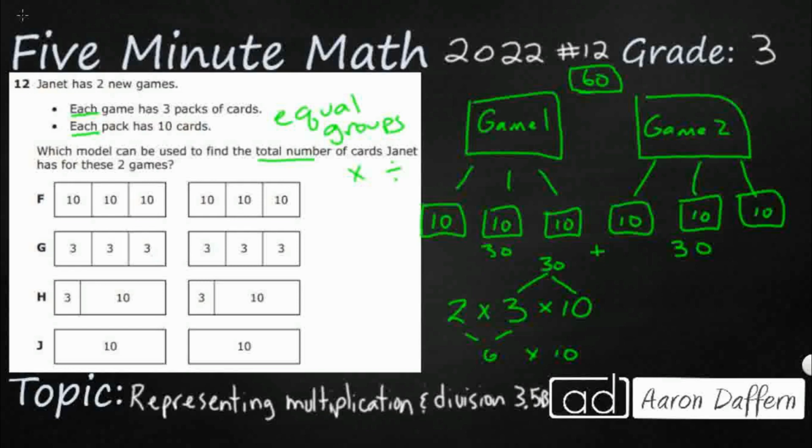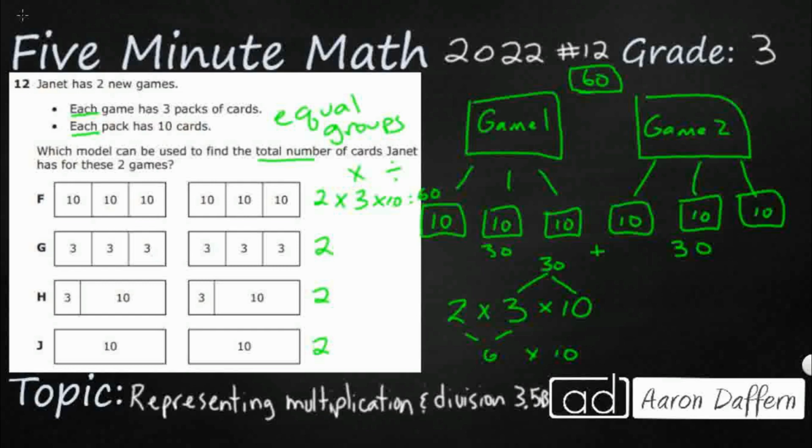Now, we need to match the correct representation. Okay, so it looks like each of these have got 2 sets, right? I see the 2 games in each of these. I'm just going to go ahead and draw that all the way down. Now, this one has got 2, and then each of the 2 has got 3 inside, and then each of the 3 has got 10 inside. So that looks like what we've already done down there. 2 times 3 times 10. If I add them up, I've got 10, 20, 30, 40, 50, 60. All right, so F is looking good.